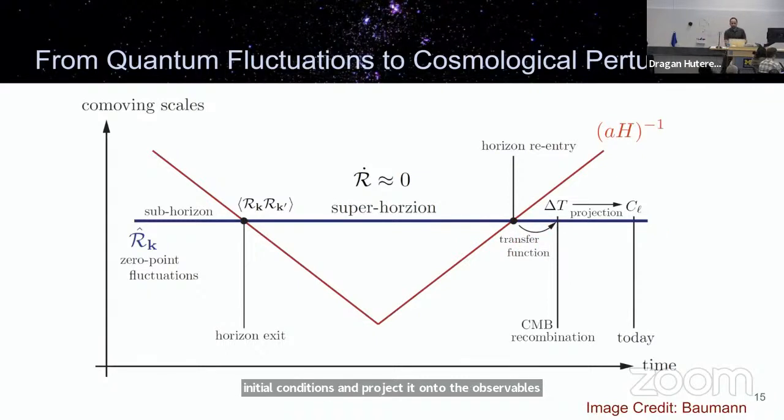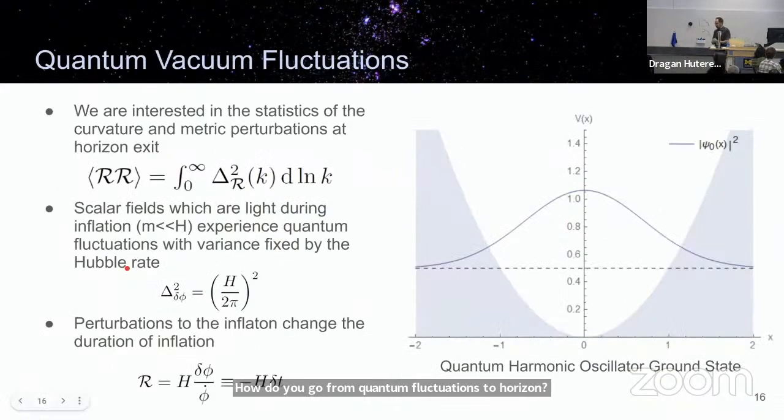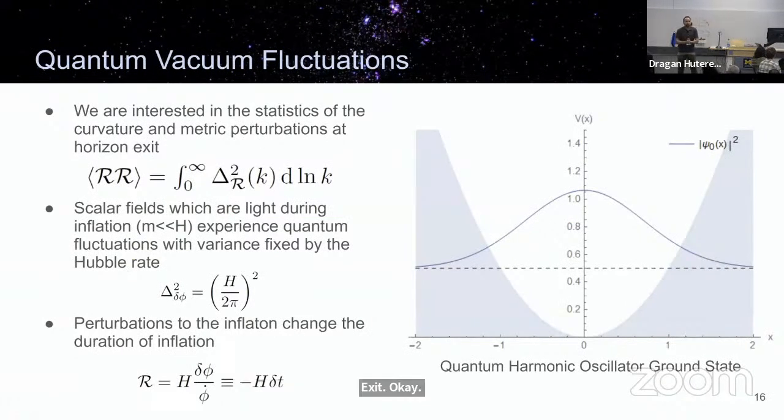Okay. And so we've heard a bit about how this portion works. We're going to talk about this portion today. How do you go from quantum fluctuations to horizon exit? All right. So as I said, the fluctuations in the fields that drove inflation are inevitable.